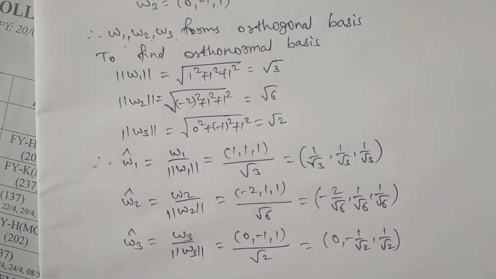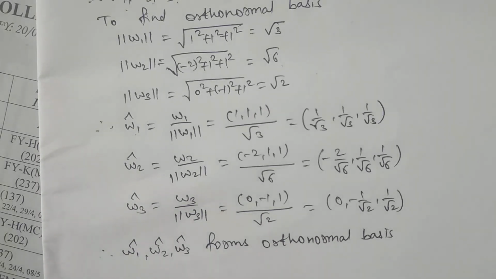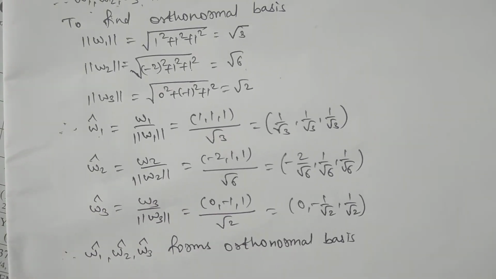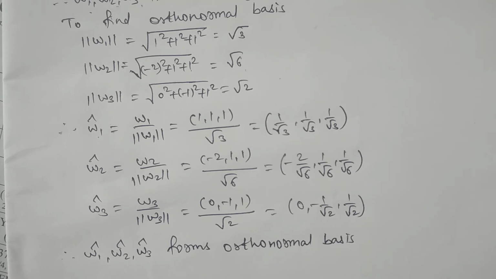Therefore W1 cap, W2 cap, W3 cap form an orthonormal basis for the given inner product space. So this is our final answer, and this is the procedure to find the orthonormal basis by using Gram-Schmidt orthogonalization.